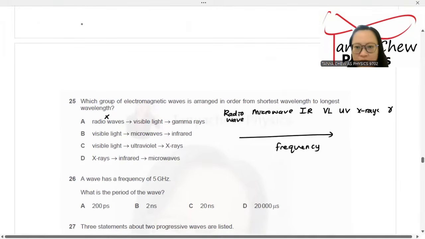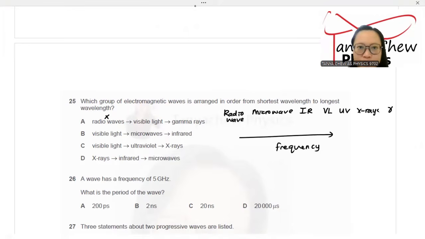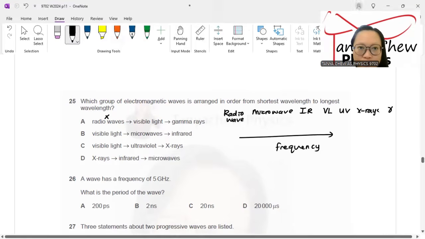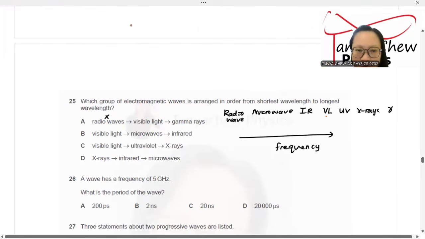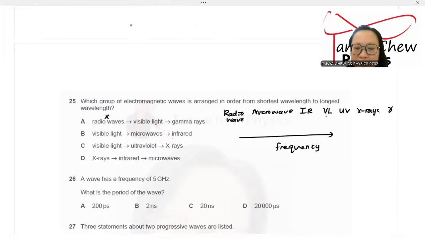This is wrong. I want from the shortest to the longest. Visible light is here. Could you see that? For B, visible light is here, but the microwave is here. Microwave has a longer wavelength as compared to the visible light, but infrared has the shorter wavelength, so this is wrong. C, visible light has a longer wavelength as compared to ultraviolet. This is wrong. So D, X-ray, infrared, and microwave. D is the answer.